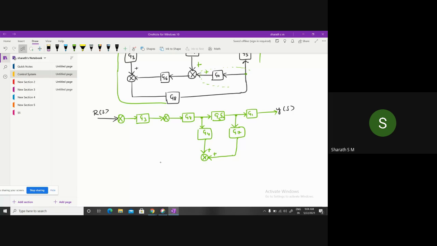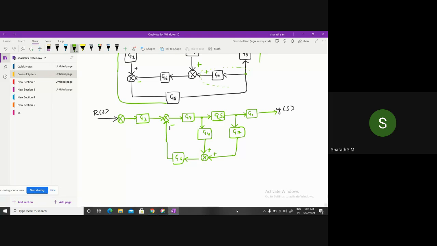Afterwards, look at this summation point. After this summation point, it is moving to the G6. So G6 will end up across the summation point between G3 and G8. Here we have a G6 that is going to end up across that summation point. So here we have a negative feedback.